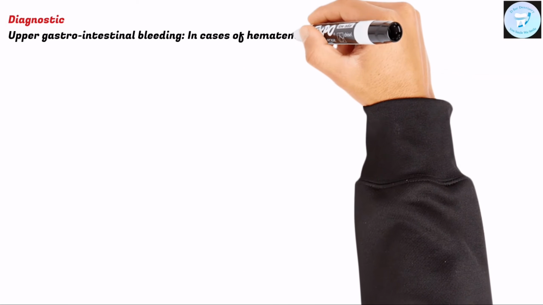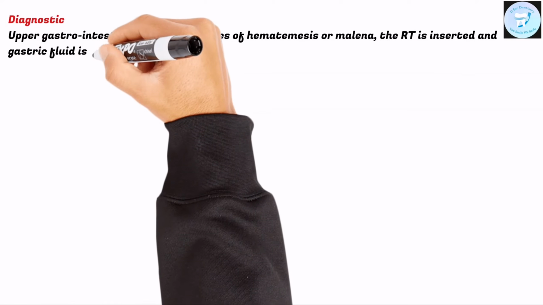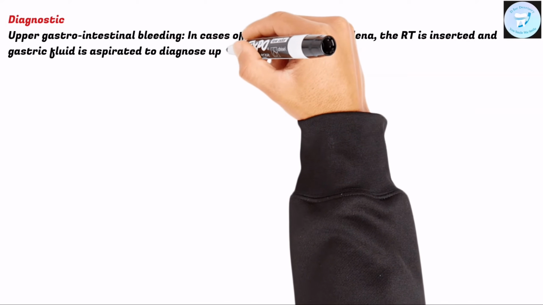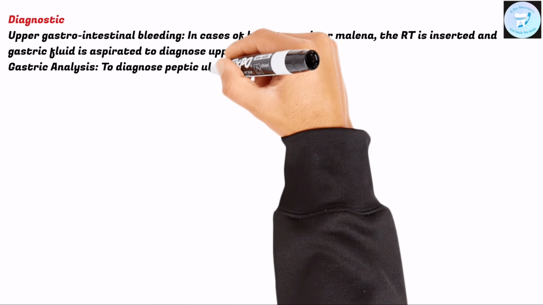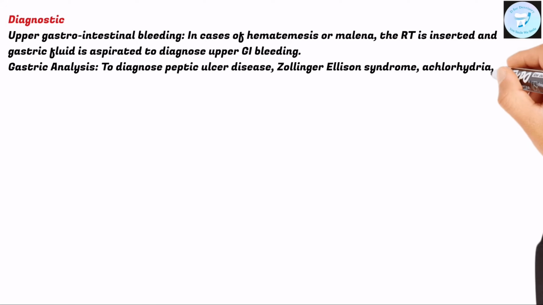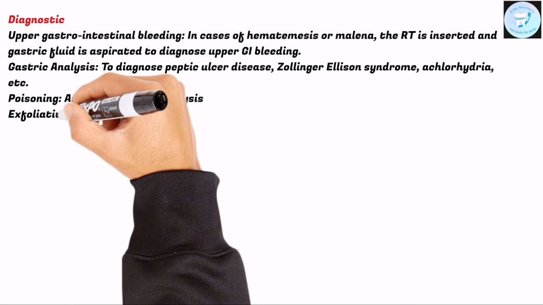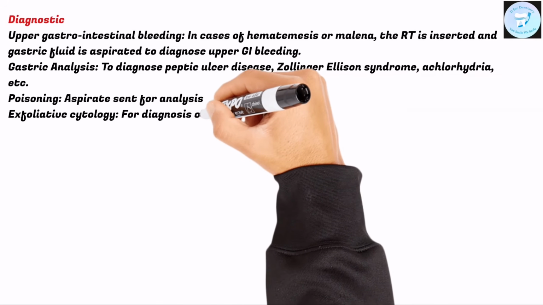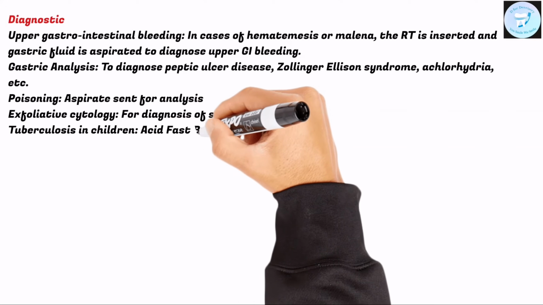Diagnostic uses. Upper GI bleeding. In cases of hematemesis or melena, the tube is inserted and gastric fluid is aspirated to diagnose upper GI bleeding. Gastric analysis. To diagnose peptic ulcer disease, Zollinger-Ellison syndrome, achlorhydria, etc. Poisoning. Aspirate sent for analysis. Exfoliated cytology for diagnosis of stomach cancer.